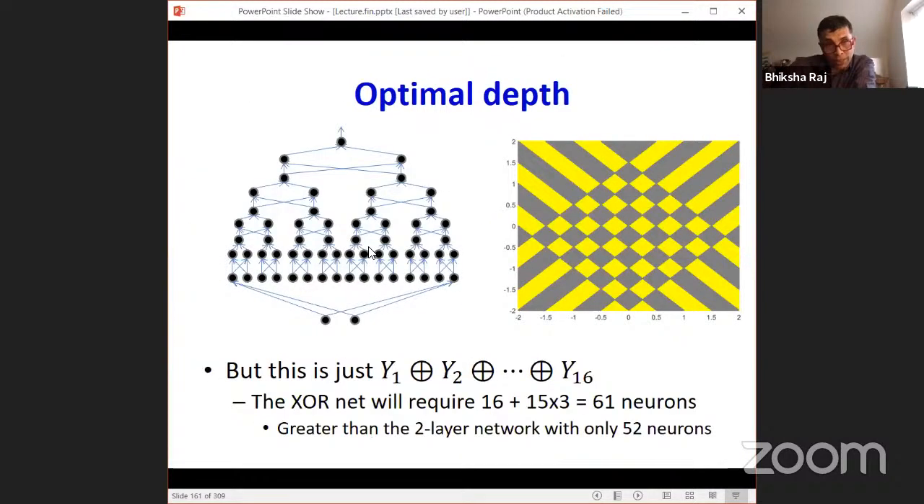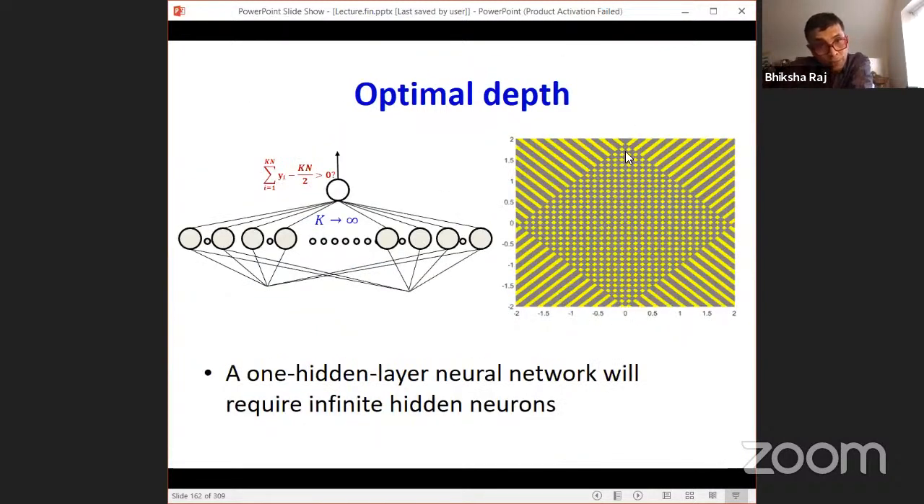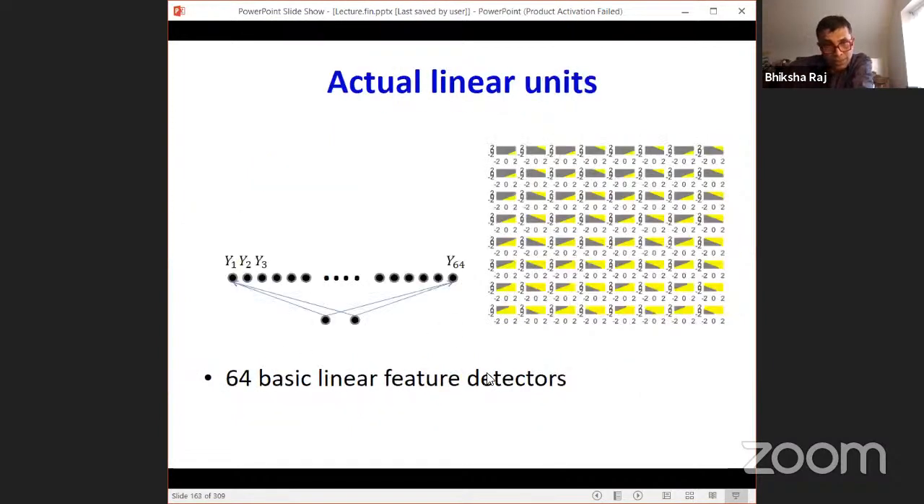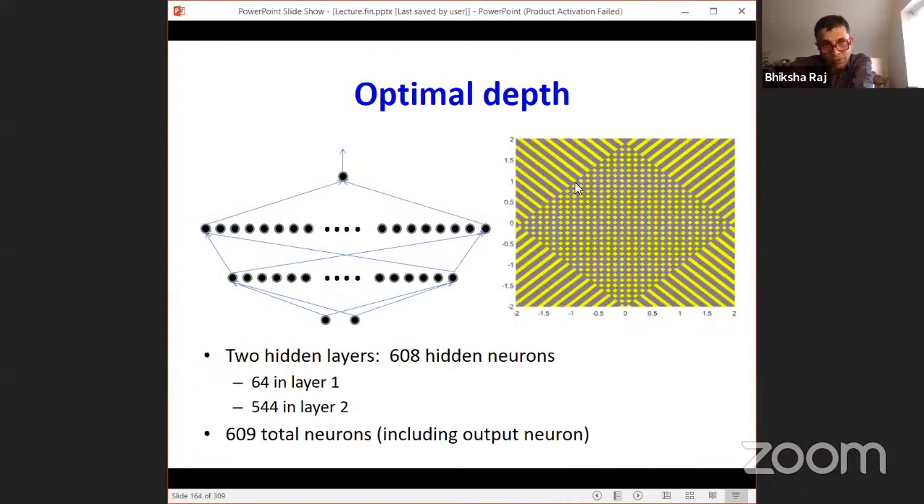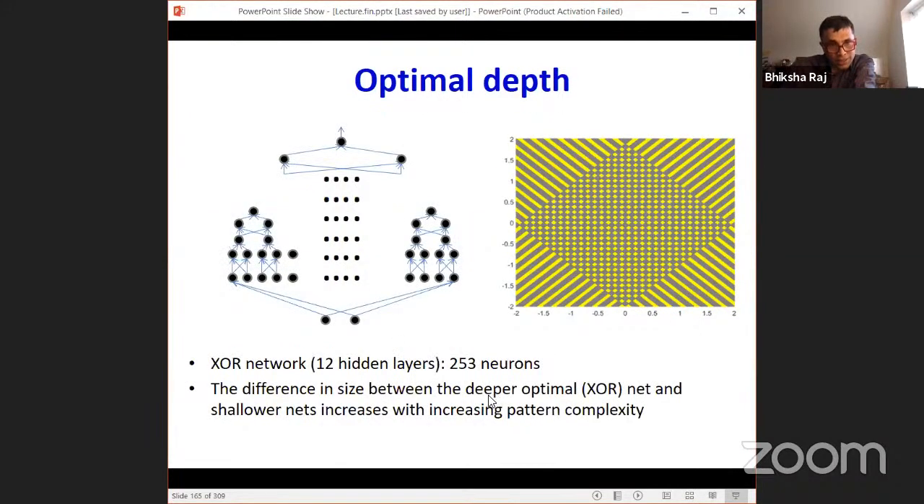In this particular example, you don't gain a lot. But if I take something more complex like this guy, a one hidden layer network will require infinite neurons. That pattern is composed of 64 lines and 544 golden boxes. So if I want to do this with two layers, it's going to require 609 total neurons. But once again, this is an XOR, and it turns out that I can do this with something like 180 neurons. So it's not a very complicated pattern, though it looks like it.